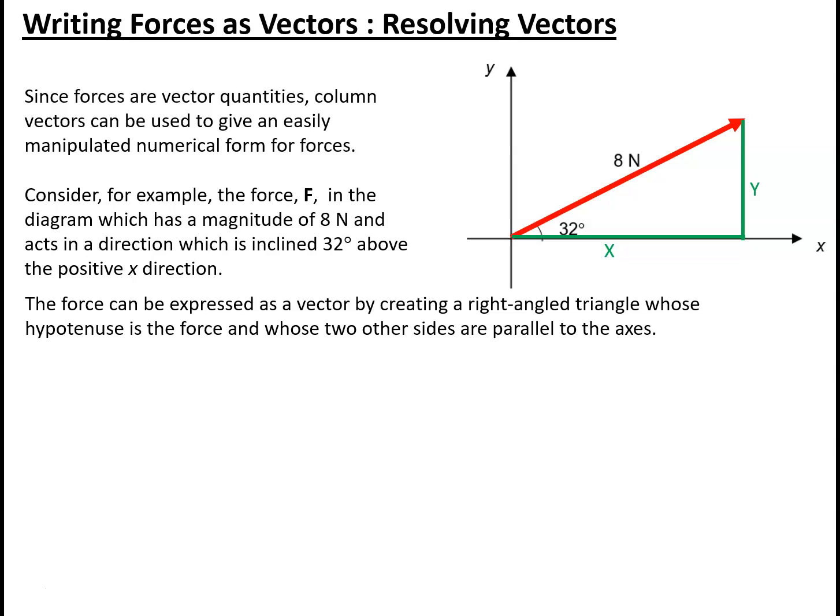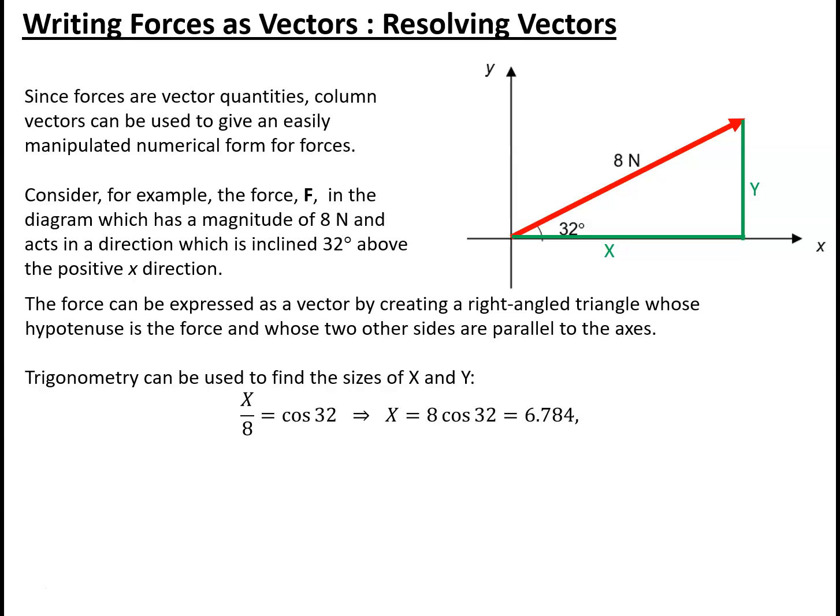We can now use simple trigonometry to find the value of x and the value of y. So for x, we've got x divided by 8 must equal cos 32. So x is 8 times cos 32, or 6.784 newtons. Similarly, y divided by 8 is sine 32. So y is 8 times sine 32, which is 4.239 newtons.